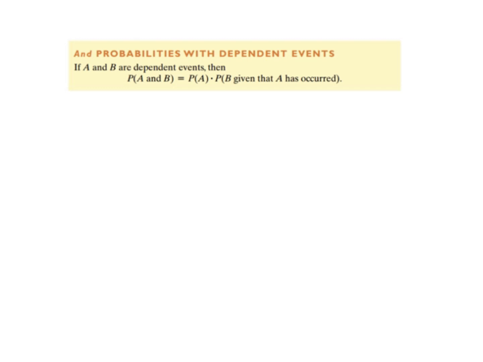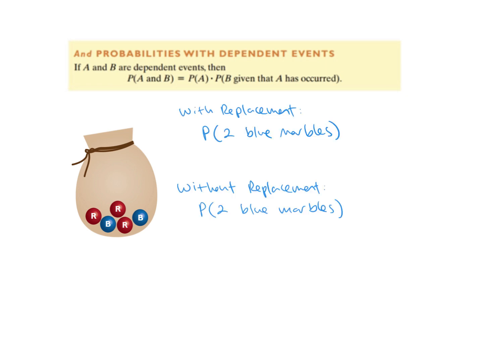Now we're going to talk about probability with dependent events, where the second event depends on what happens in the first event. Here's an example to illustrate the difference between independent events and dependent events. Imagine I want to find the probability of drawing 2 blue marbles in a row. There are 2 different types of problems. There's one type where we draw a blue marble, we put it back in, and then we draw another marble and hope it's blue as well. The second type is without replacement. I draw a marble, I don't put the first marble back, and then I draw another.